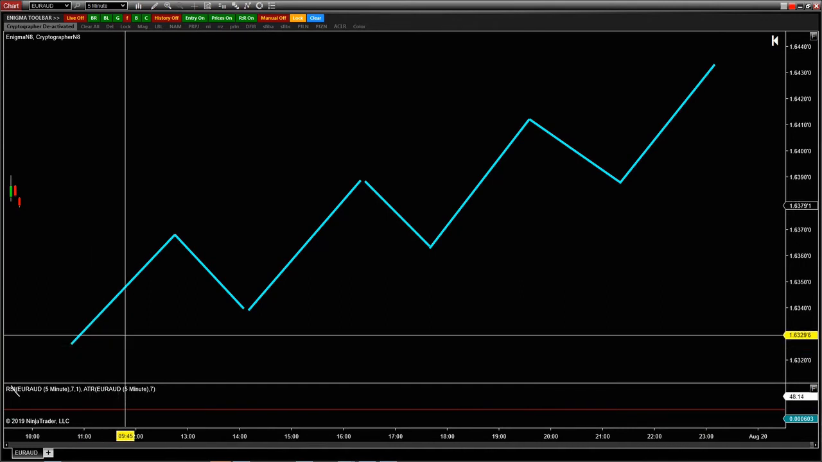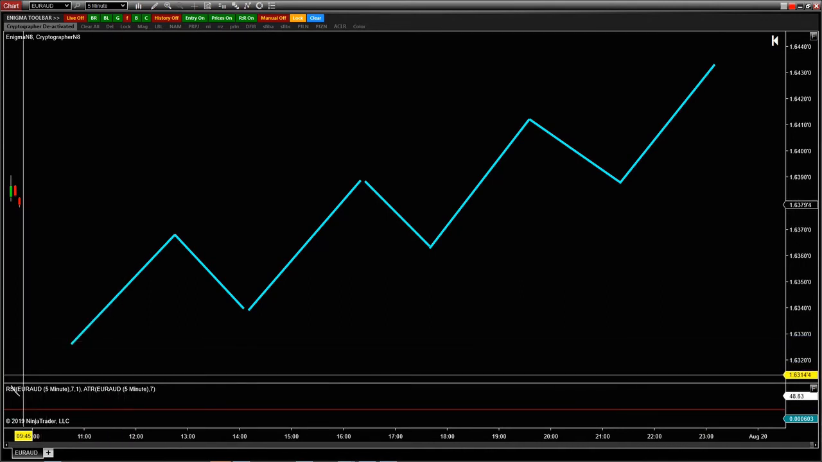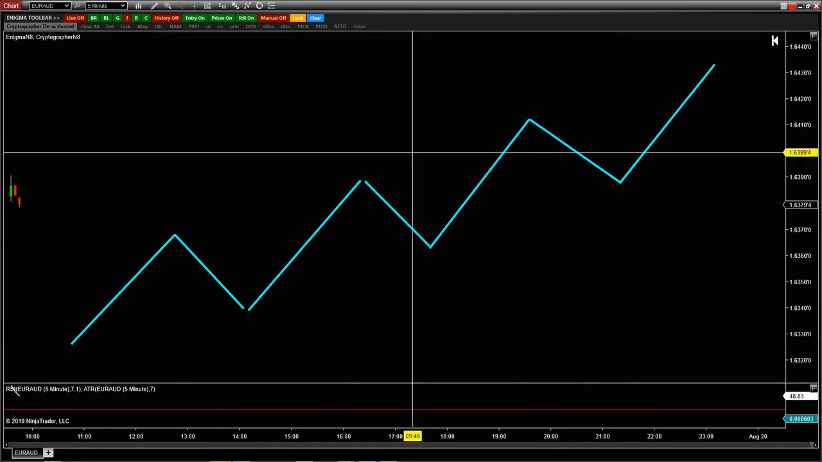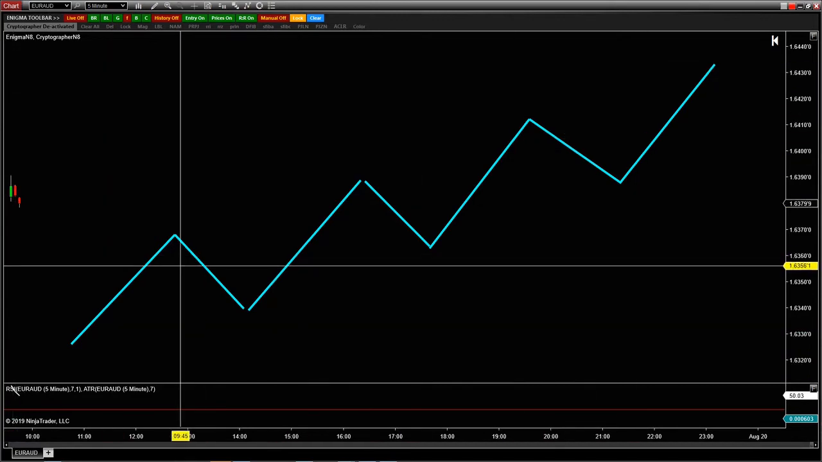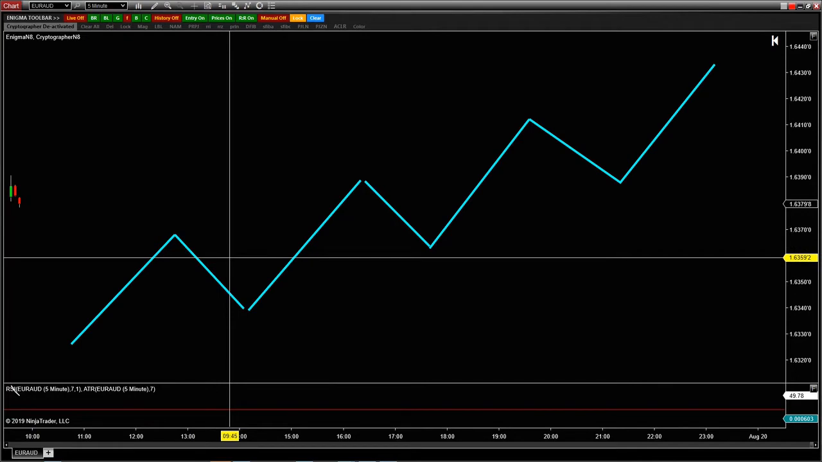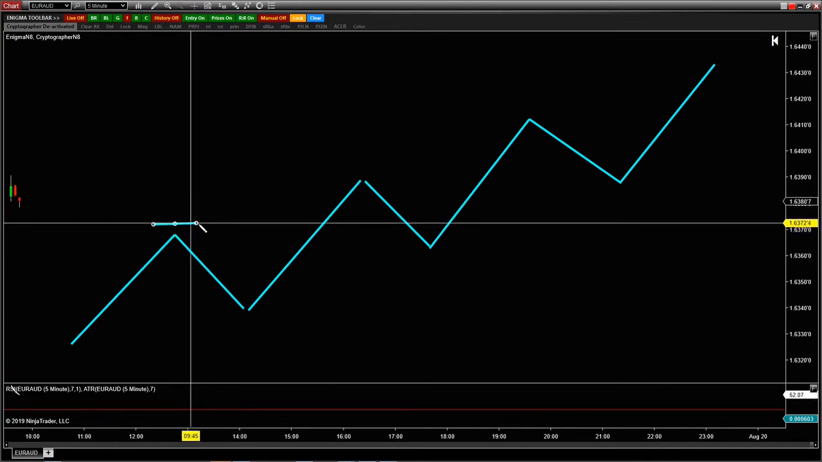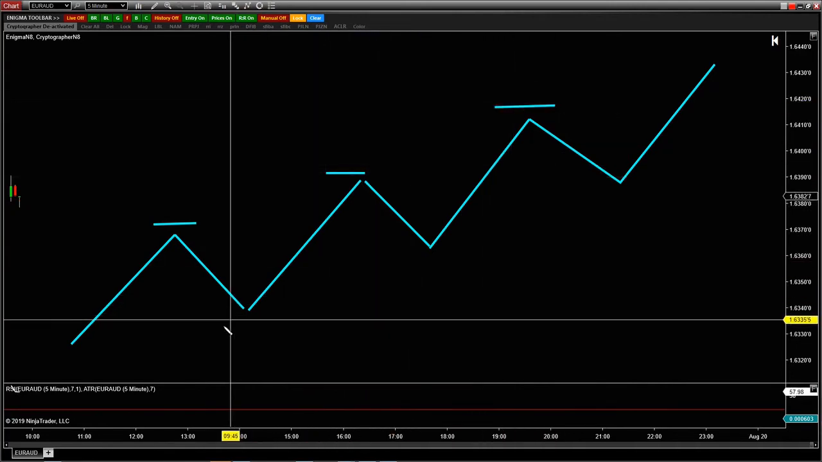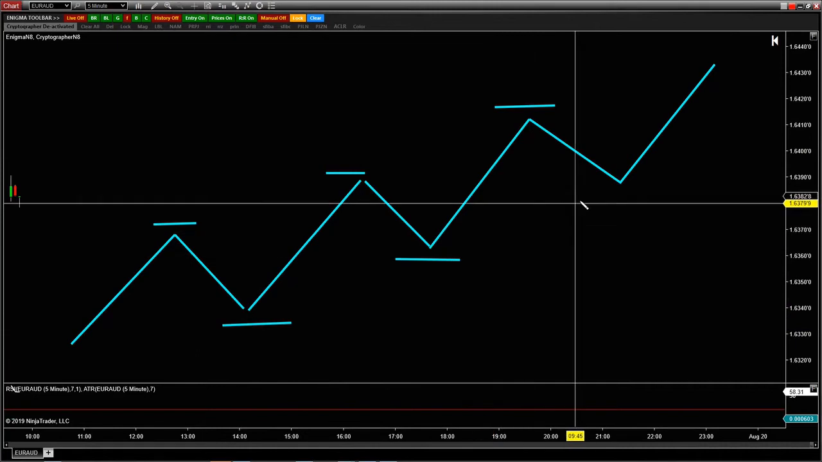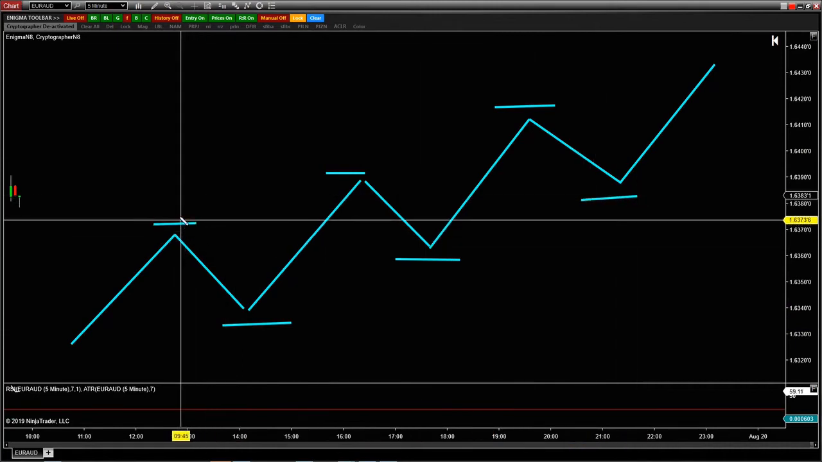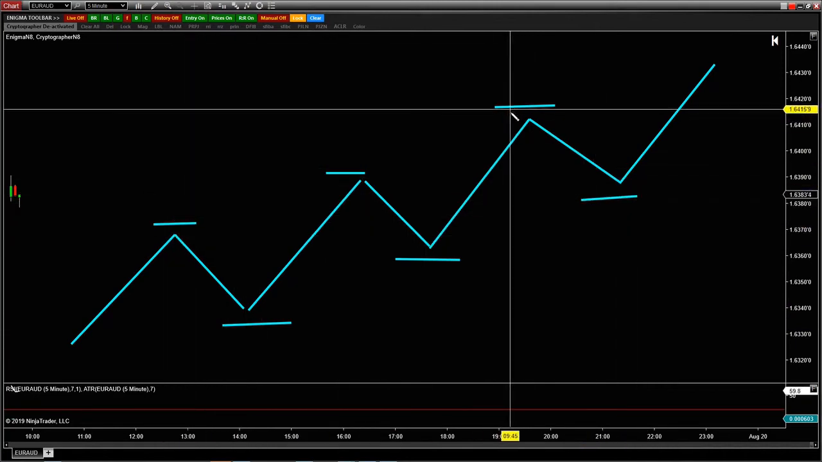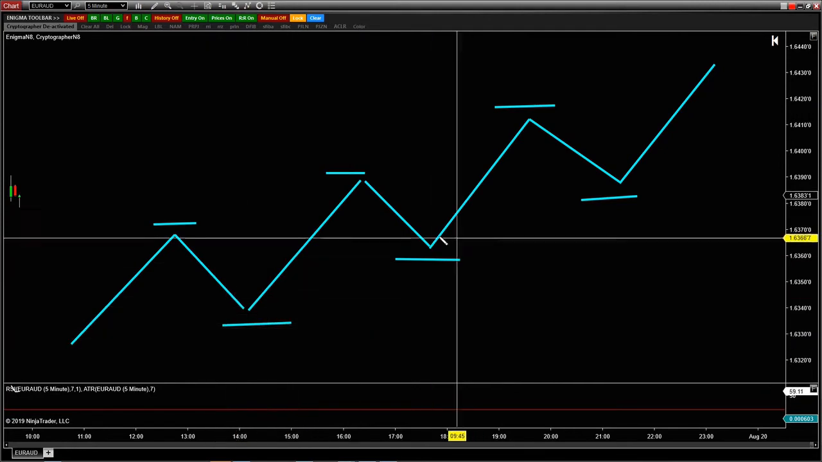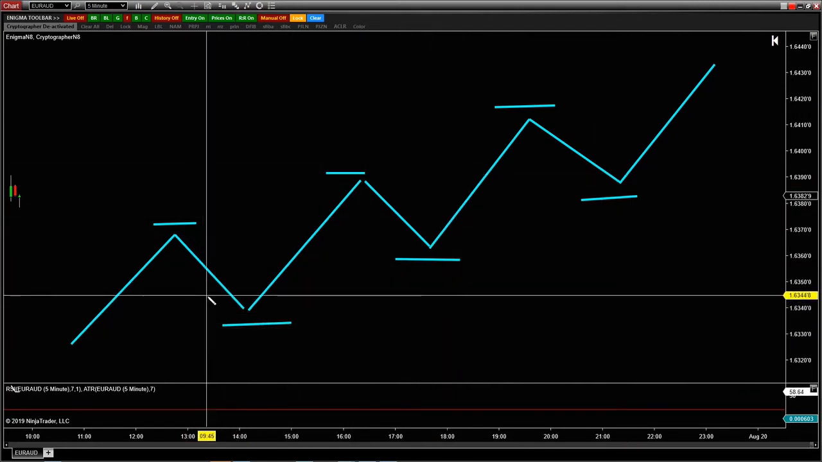Now, how do I know this is a bullish trend, aside from the fact that we're going from the bottom left to the top right? What are some common things that we're seeing here? We're seeing higher highs and higher lows, right? The market is consistently putting in higher highs and higher lows. What that means is each one of these highs is higher than the previous one. Each one of these lows is higher than the previous one, right?